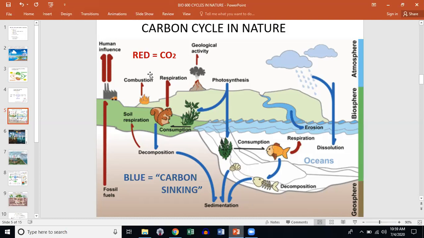Why? Because just like water, CO2 also retains heat. It retains, in fact, a lot of heat, and it causes a greenhouse effect. So it's known as a greenhouse gas.